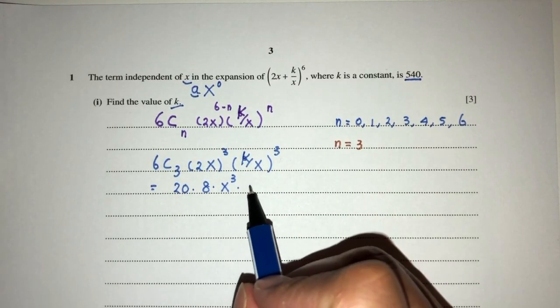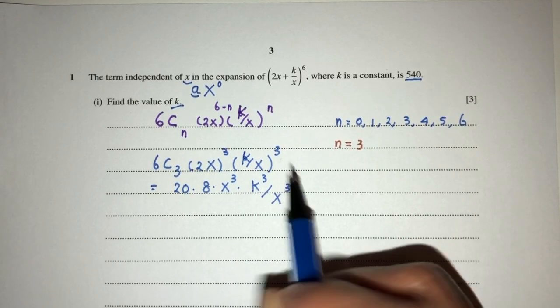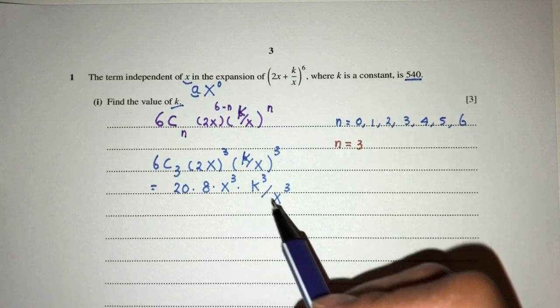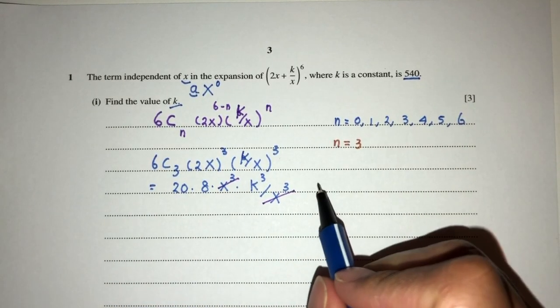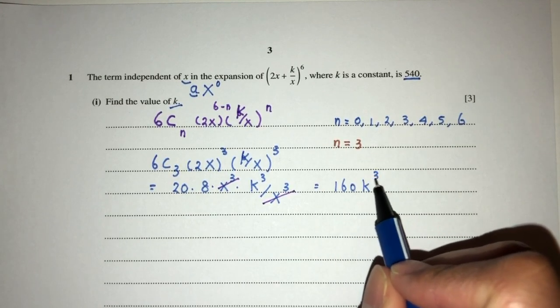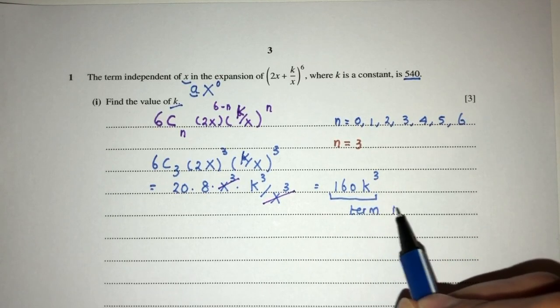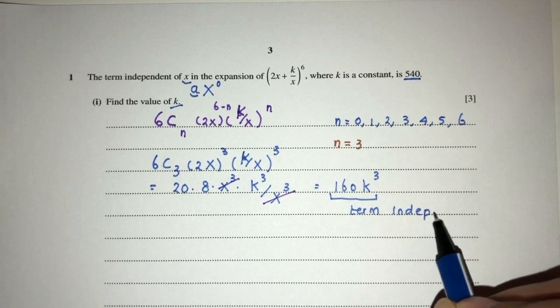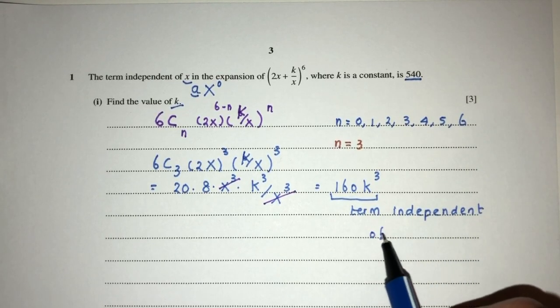Now I will have k power 3 over x power 3. Now if you observe this and this, they will cancel out. So you will have 160 k power 3. Now this is a term independent of x, as you can see, because there's no x in this term. Okay, so this is the one that we are trying to find.